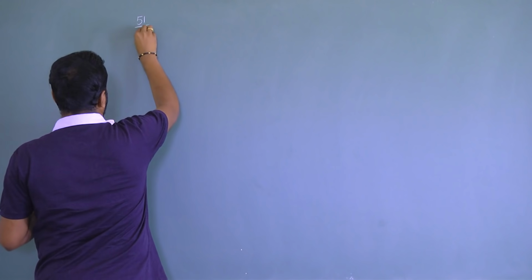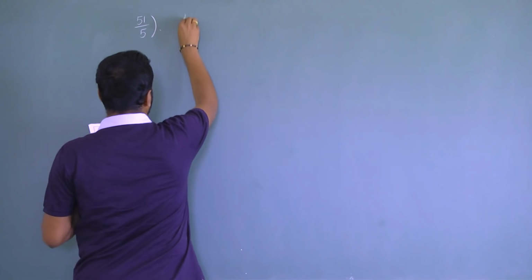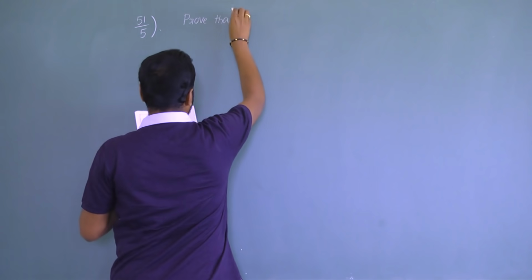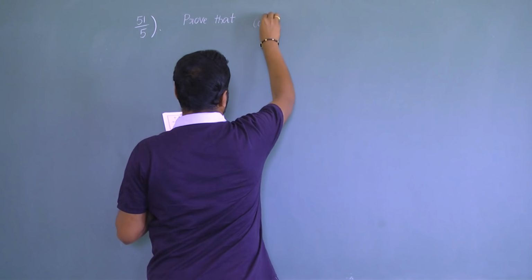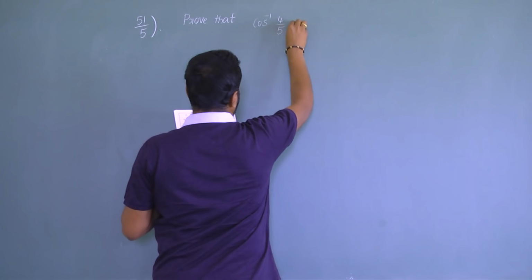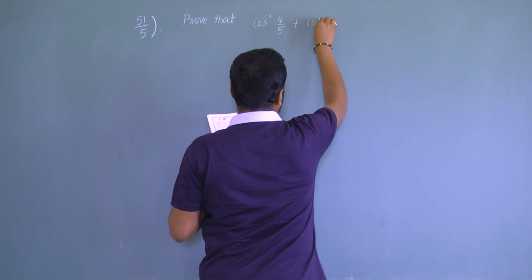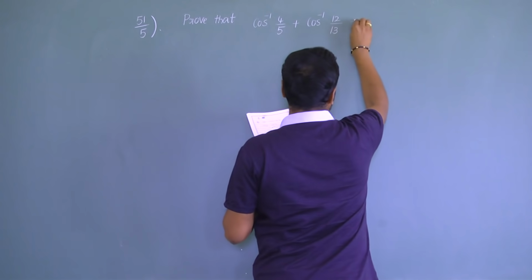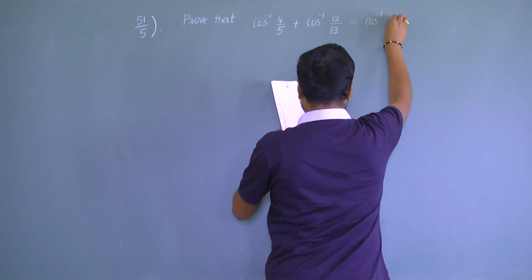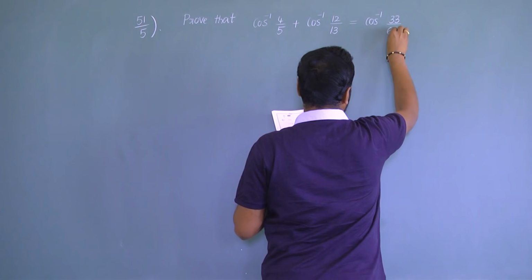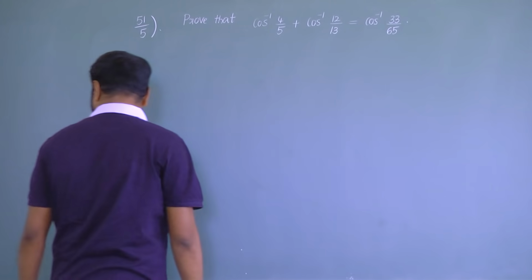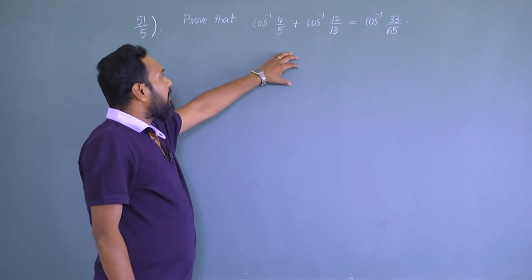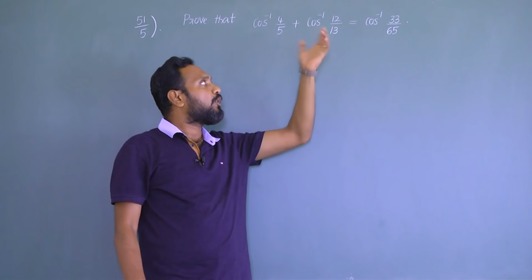51 page number, 5th question. Prove that cos inverse 4 by 5 plus cos inverse 12 by 13 equals cos inverse 33 by 65. We have to prove. So if you observe, left hand side and right hand side is in terms of cos inverse function.